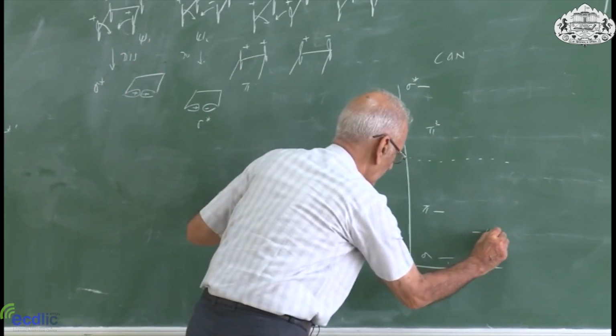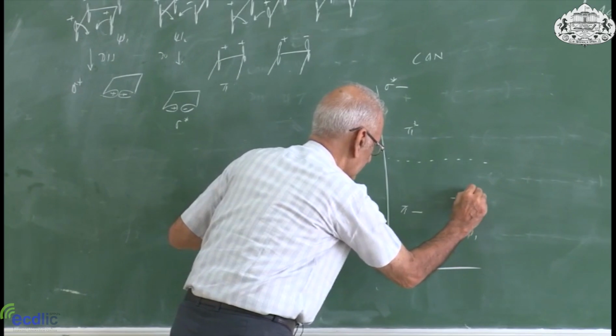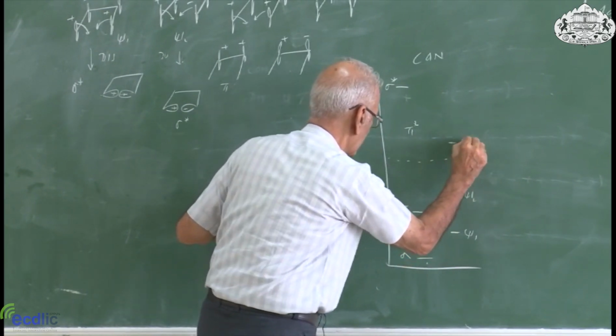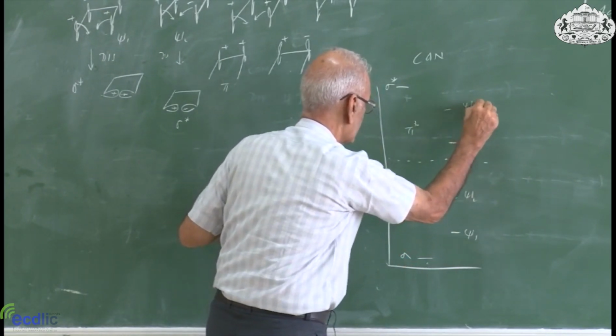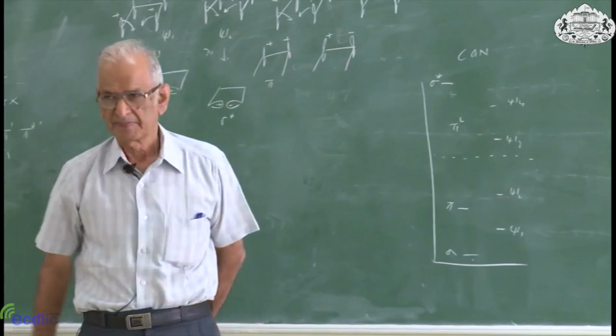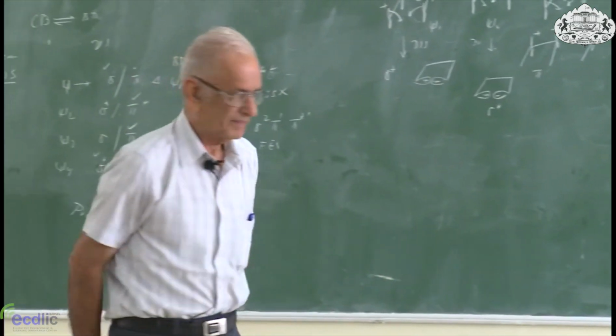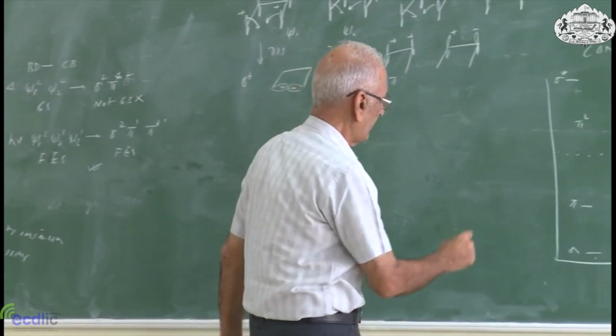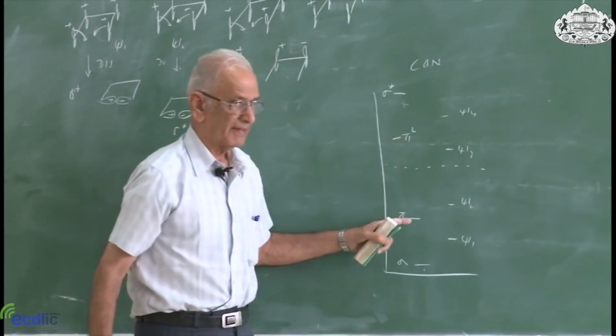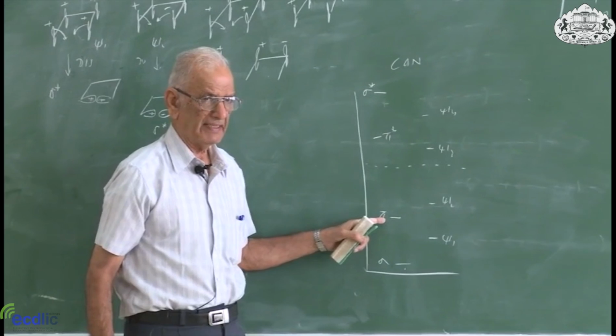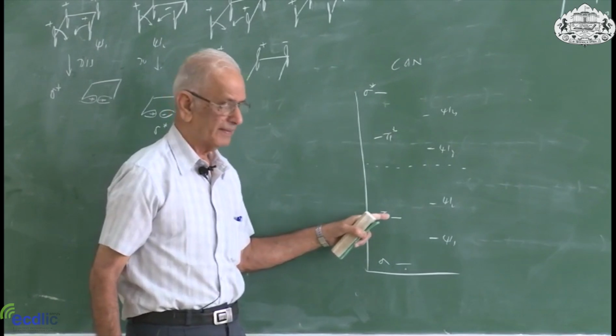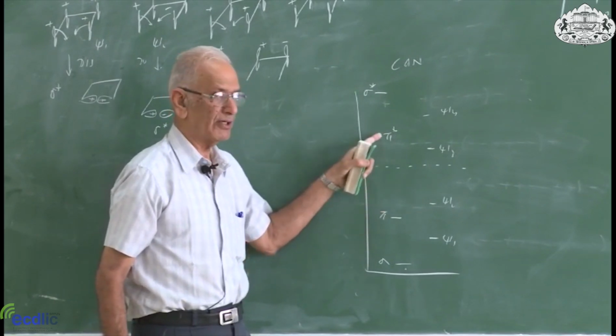Psi 1 is below pi, psi 2 is above pi, psi 3 is below pi star, psi 4 is above pi. This also now explains what? When I look at UV of ethylene, what am I doing? Electron from pi is going to pi star.